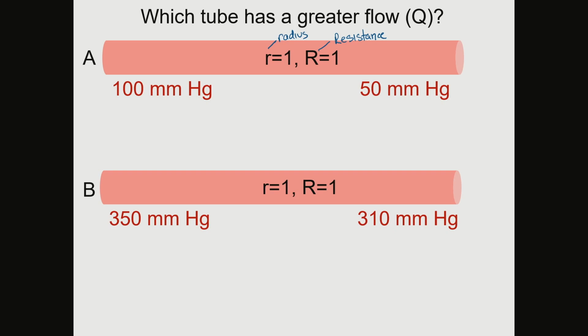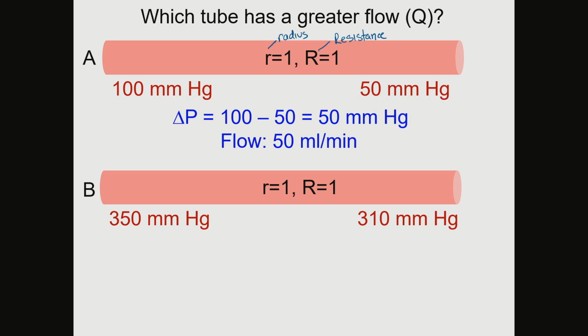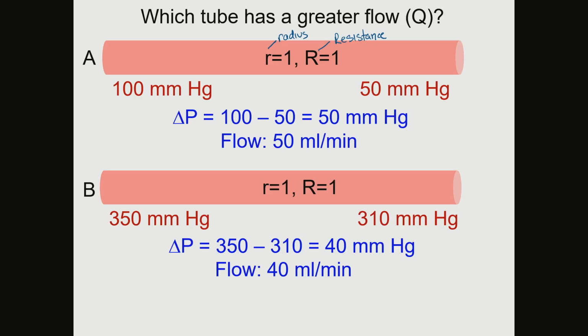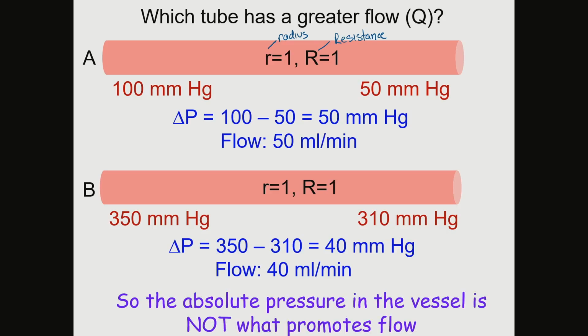How many people say A? How many people say B? Okay, good. If you look at delta P, because they both have the same resistance, the only thing we're looking at is delta P. That is 50 mils per minute. This one is 40 mils per minute. And again, what this tells us is that it's not the absolute pressure, because obviously the pressures in tube B are much greater than in tube A. It's not the absolute pressure that determines flow, it is the delta P.